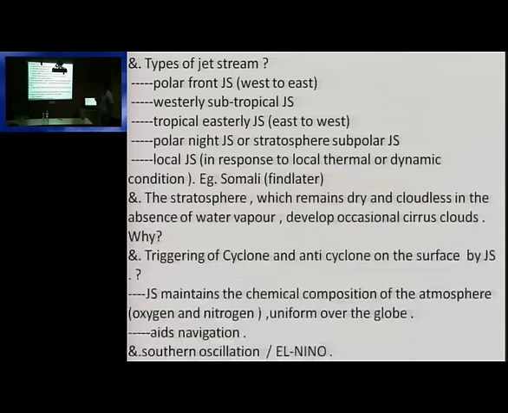You can just see different types of jet stream. One is the polar jet stream, which flows from west to east, the westerly subtropical, and the tropical easterly jet stream. This I will explain in further detail. I've just listed them. And there are jet streams that are formed not on the global scale, but on a very local scale. The reason for that formation is local conditions and atmospheric dynamics, meaning the temperature, pressure, location, and many other factors. One of those local jet streams you can find in the Somali region, known as the Findlater jet.